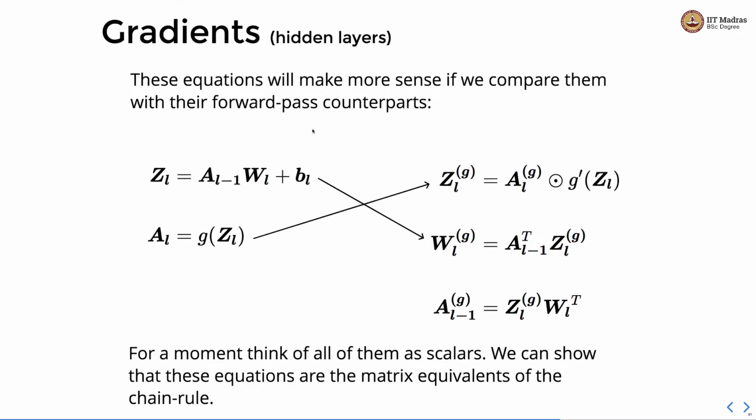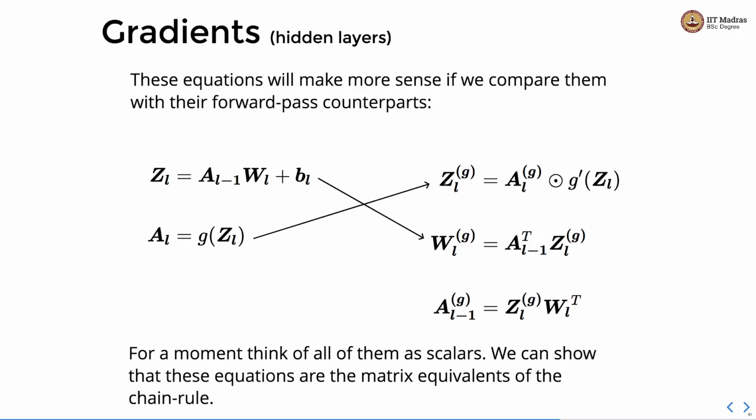These equations will make more sense if we compare them with their forward pass counterparts. In the forward pass we calculate the pre-activation ZL as the product of AL minus 1, which is the activation from the previous layer, with the weight matrix of the current layer, plus BL, which is the bias vector of the current layer, and AL, the activation for the current layer, is calculated as a nonlinear activation of ZL, the pre-activations.